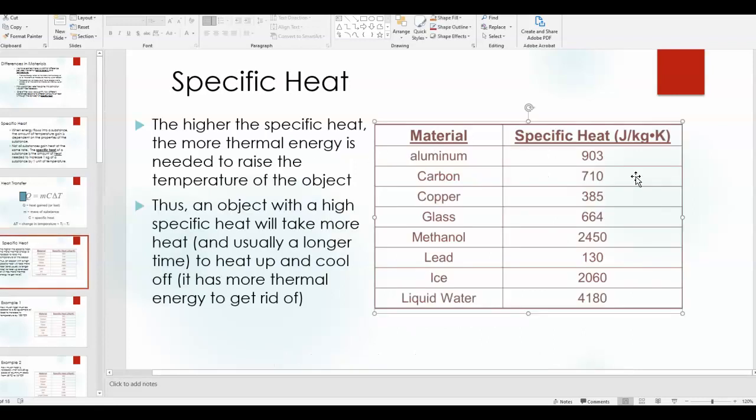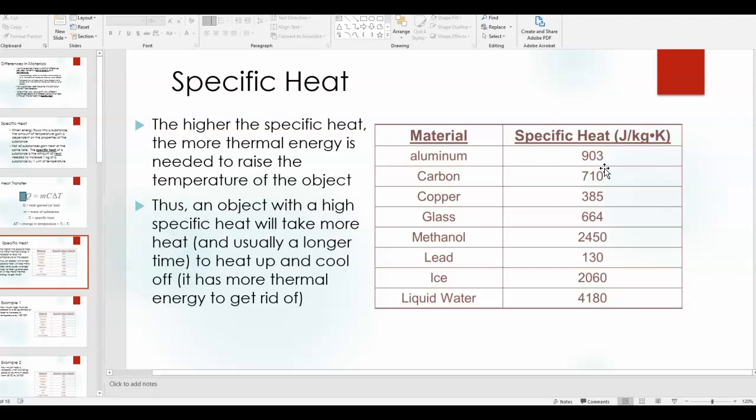Okay, and so this is the kind of table that I was telling you about before. This is not every single material known to man, but just a few different materials along with their specific heat values. For example, aluminum has a specific heat value of about 903. Okay, now what does that mean?